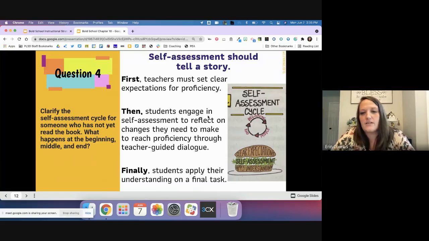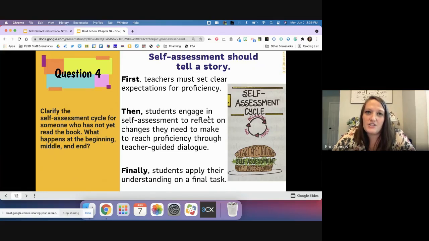Question 4 asked us to clarify the self-assessment cycle: beginning, middle, and end. So we've got the hamburger, not the same one from the last group, but the hamburger icon, our image here, talks about how we want to start with clear expectations and those success criteria or the standard, and making sure the students know where they're headed and that it's very clear right from the jump.